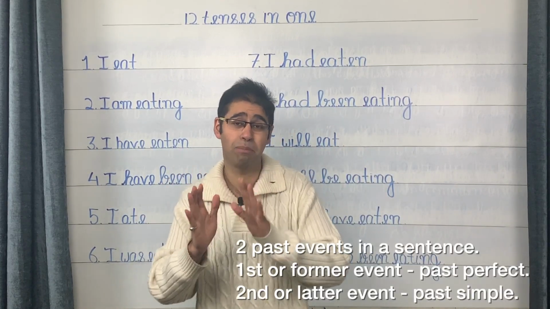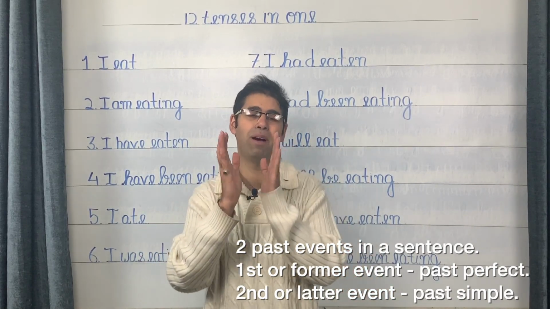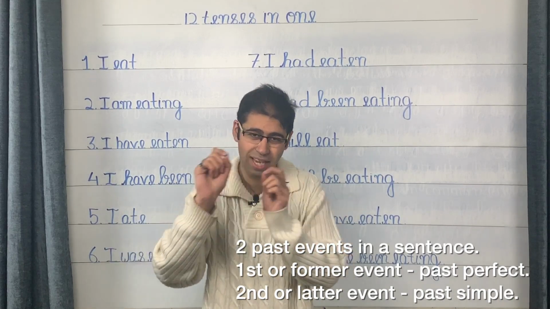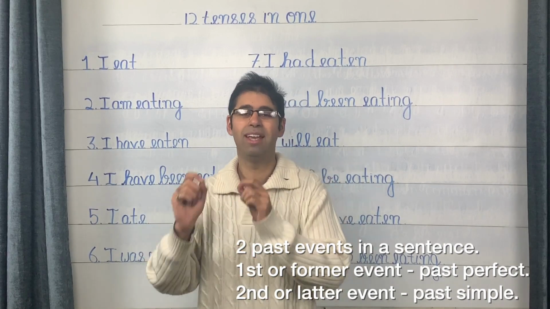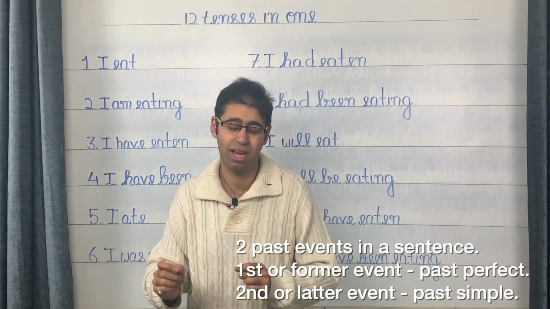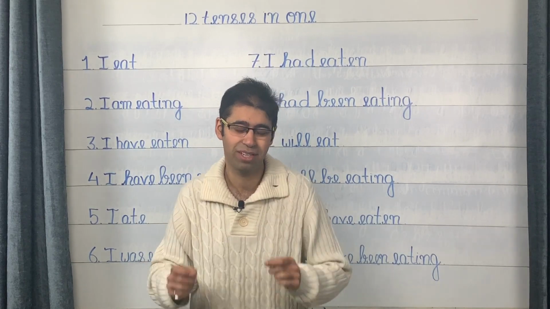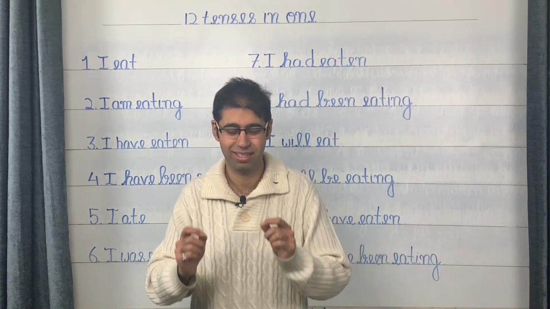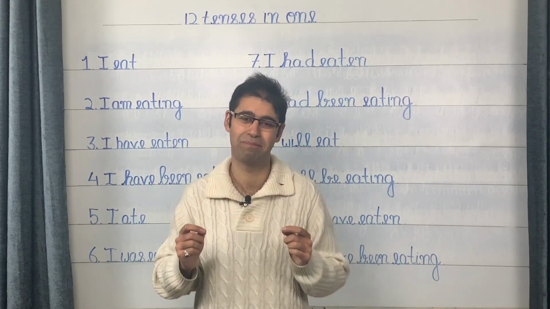The one that happened first or earlier gets the past perfect treatment, whereas the one that happened later, the second in line, or the event that took place afterwards, gets the simple past treatment. And it is for the same reason that we also refer to the past perfect as the earlier past or the past of the past. Let's get into it a bit more with the help of a few illustrations. Let's go to some examples.